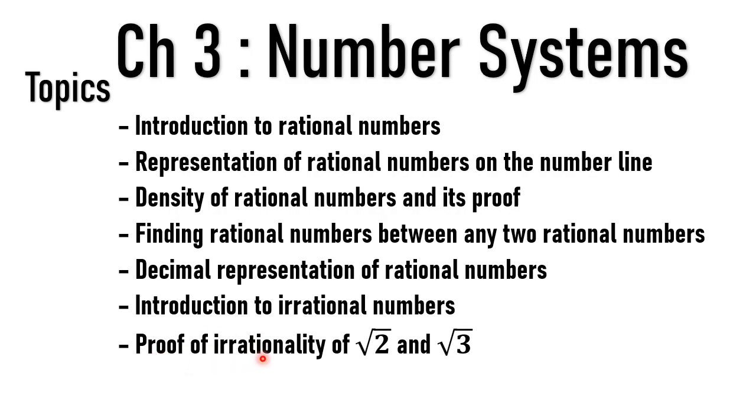This proof of irrationality of root 2 and root 3 was in grade 10. Now it is included in grade 9. That is the change. All other topics were already there in grade 9. Next one, the square root spiral. That is also already there. The proof of irrationality of root 2 and root 3 is taken from grade 10.